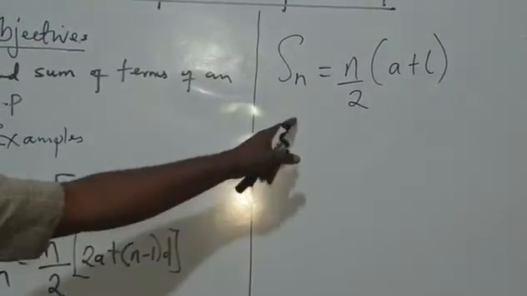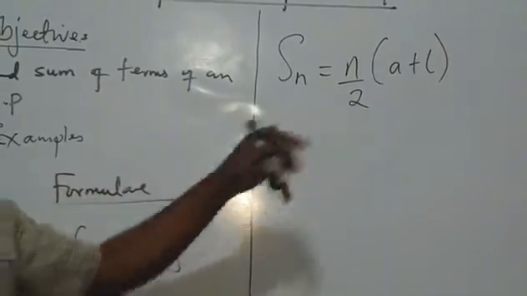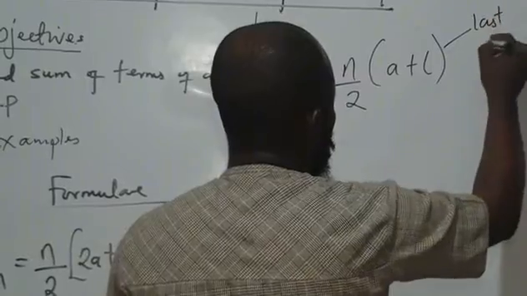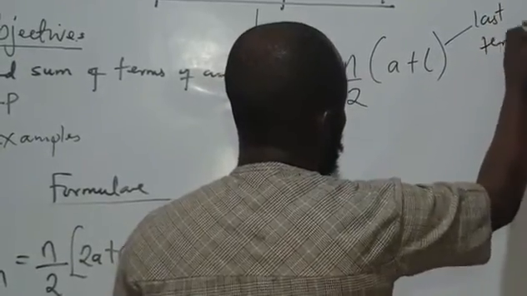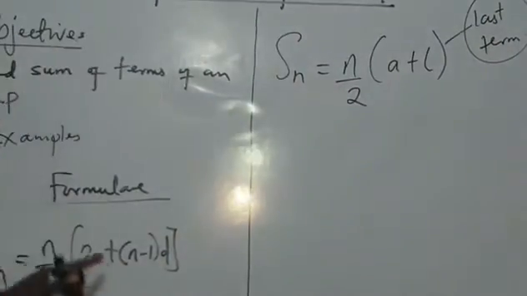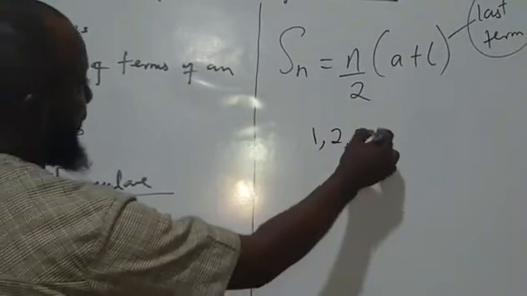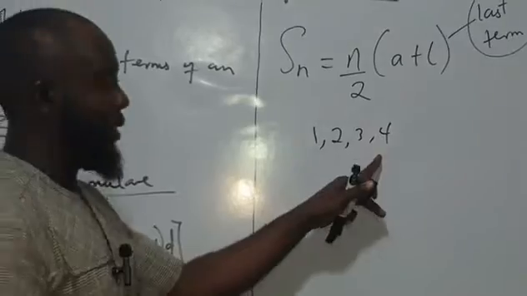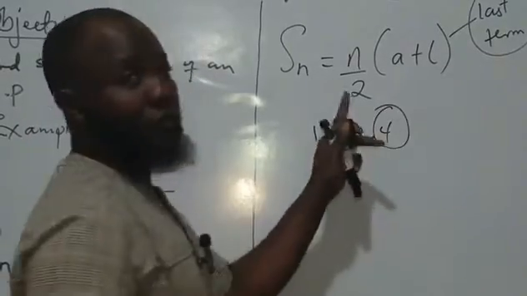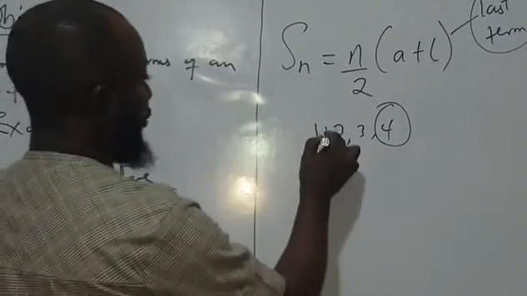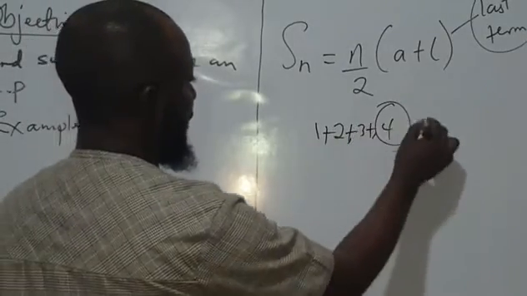You're going to make use of this formula if you are given the last term in the question. So for example, the last term in the example I explained, that's 1, 2, 3, 4. What is the last term here? The last term is 4. And the sum, 1 plus 2 plus 3 plus 4, gives us what?